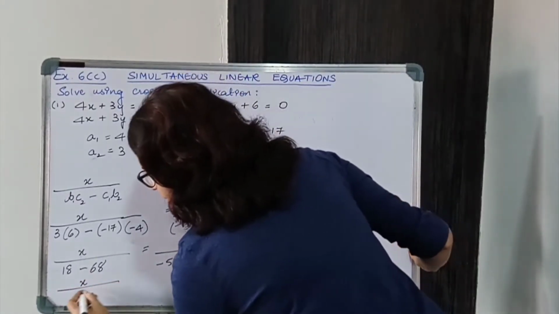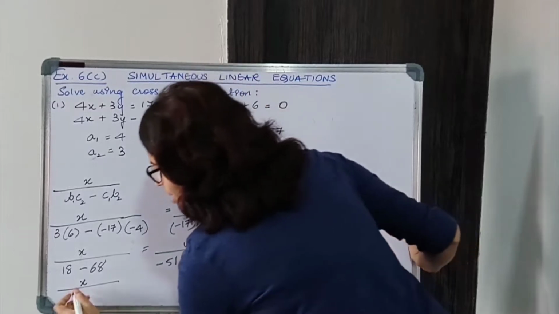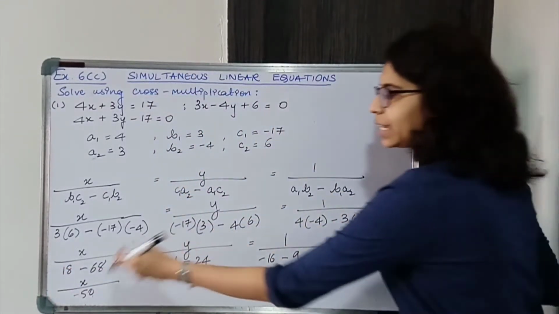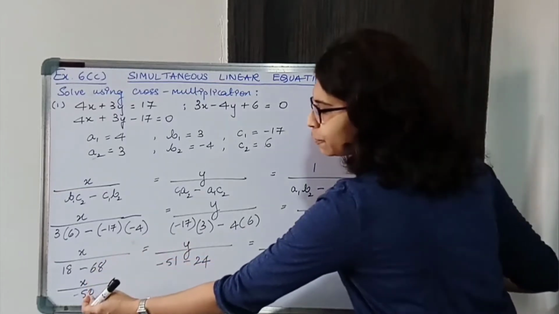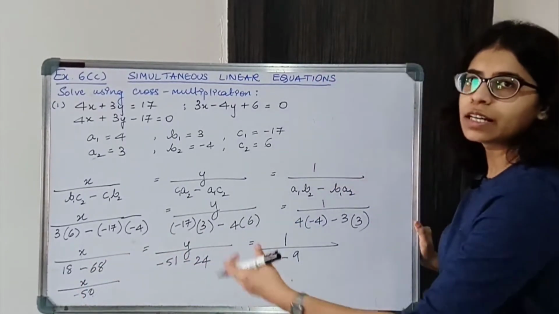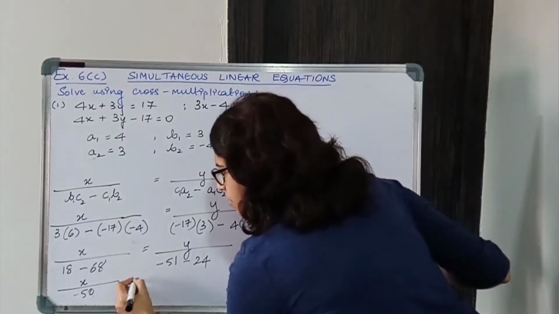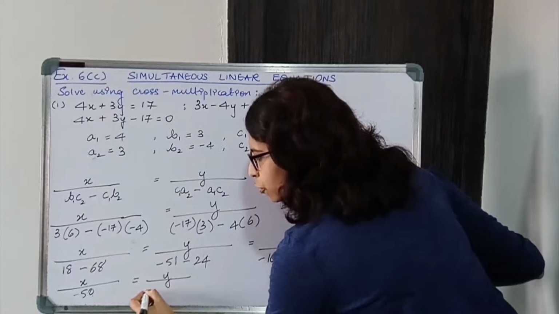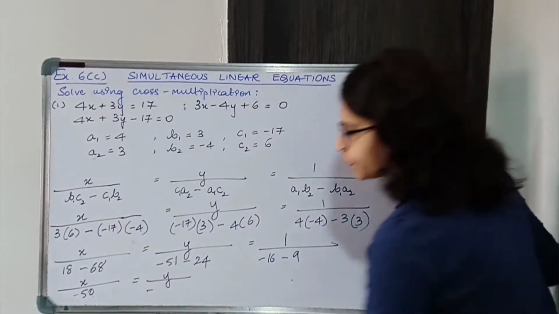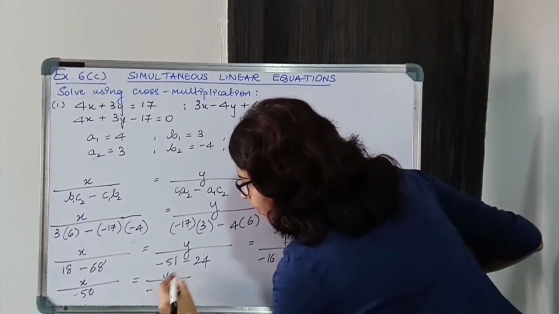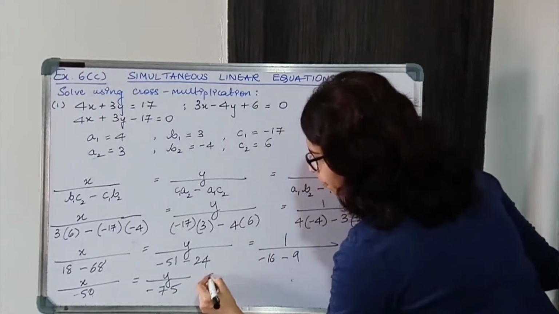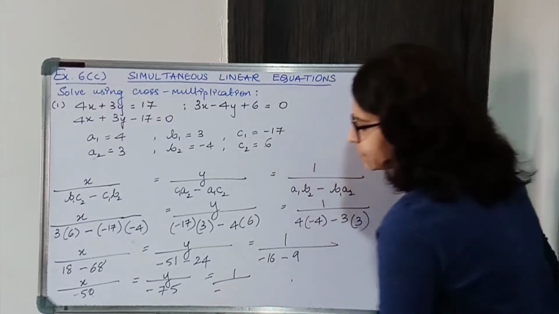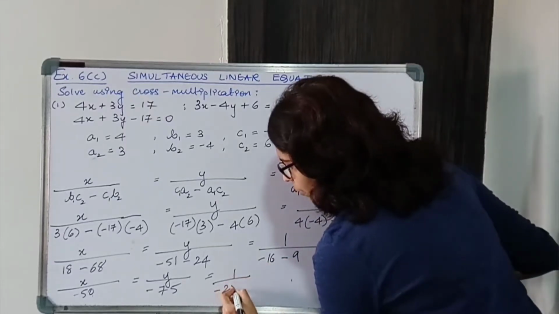So here we are getting 18 minus 68, that is minus 50. Do 68 minus 18 and then put negative sign. Okay, 68 minus 18 will give 50 and negative sign because greater number is negative. Is equal to y upon, both are negative, so you are going to add and then put negative sign. So 51 plus 24 is 75, minus 75, and minus 16 minus 9, again you will add but negative sign. 16 plus 9 gives 25.